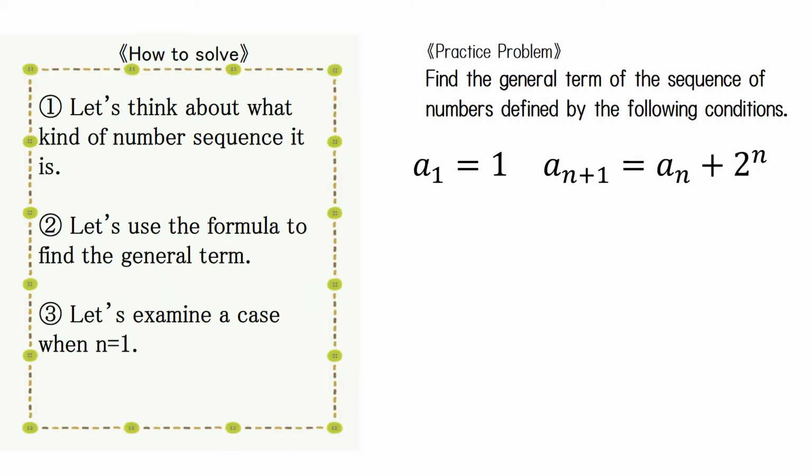Find the general term of the sequence of numbers defined by the following conditions. a_1 equals 1, a_{n+1} equals a_n plus 2 to the power of n. Let's think about what kind of number sequence it is. Since it can be transformed as a_{n+1} minus a_n equals 2 to the power of n, we can assume that the sequence has a difference sequence of 2 to the power of n.